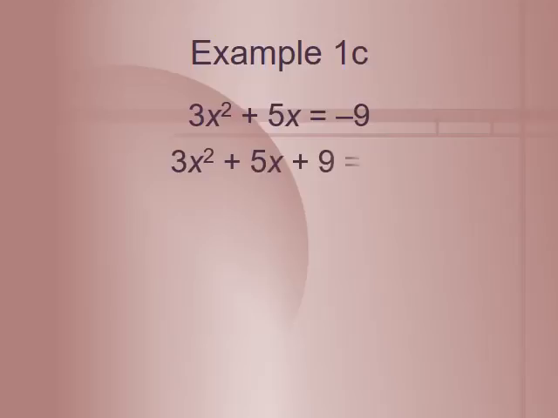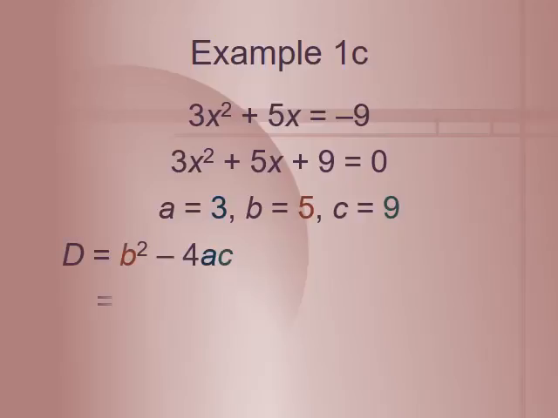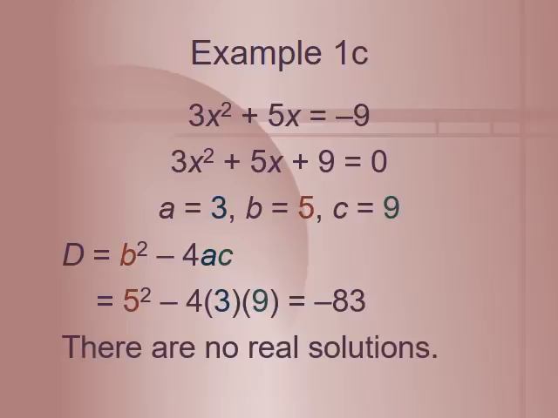This one, when we put it all in one quadratic equation, we have A is 3, B is 5, and C is 9. So when we look at our discriminant, it equals negative 83. If D is less than 0, in other words, if it's a negative sign, then there is no real solution.